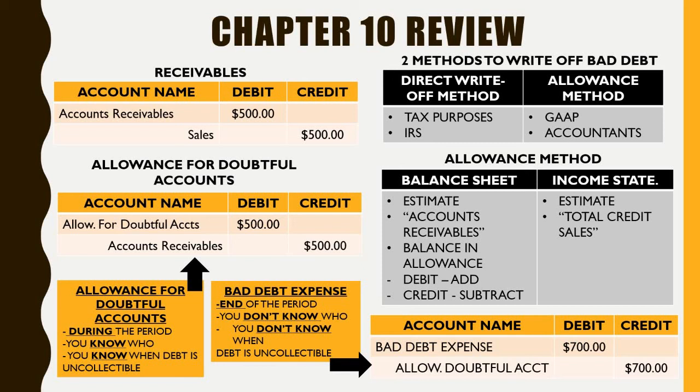So this step must come first. A person must owe you money. They must tell you, I can't pay you. Therefore, you transfer that amount into the allowance for doubtful accounts. And then at the end of the given period, if that person is still not paying you, that's where you can write off and transfer that money from the allowance for doubtful accounts and convert it into a bad debt expense.